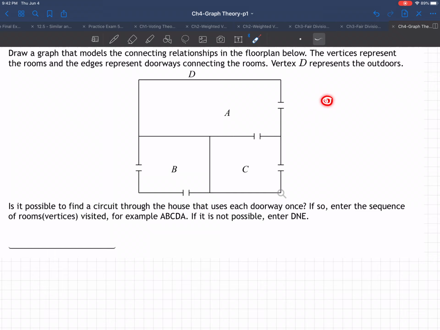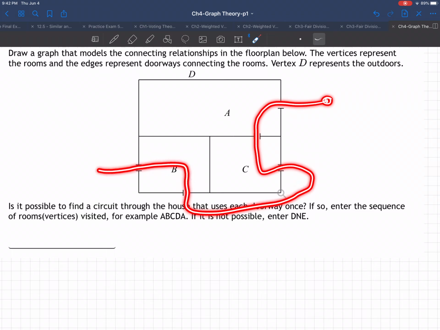Like, for example, I could start out here, go through this door, this door, this door, come around, this door, and I'm back outside. So yes, there it is right there. Do you see that? That's a circuit that went through each doorway only once. I didn't have to go twice through any door. And it made a circuit, it made a circle. Now, this one's somewhat of an easy example. They can get harder and more tricky.